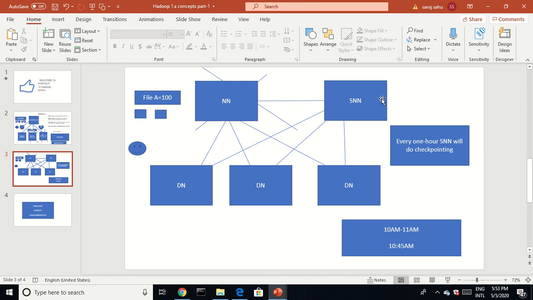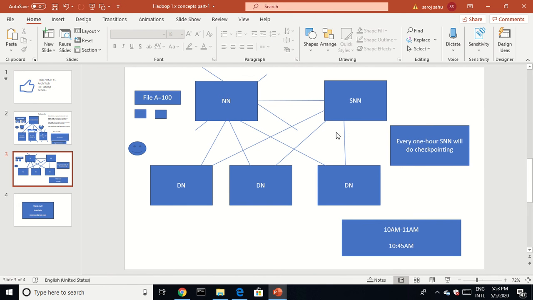The secondary name node does the checkpointing every 1 hour. That is the default, but we can configure it as we like, 10 minutes, 20 minutes, whatever we want. Other than checkpointing, the secondary name node will not do anything else.